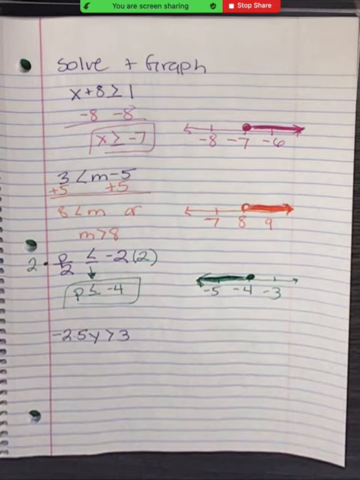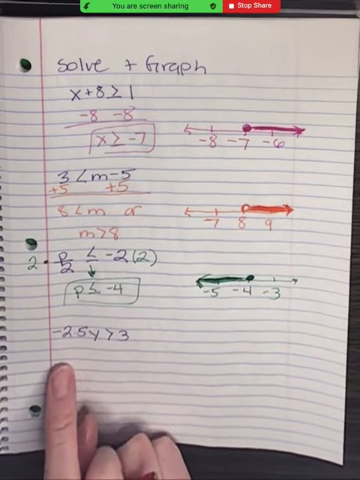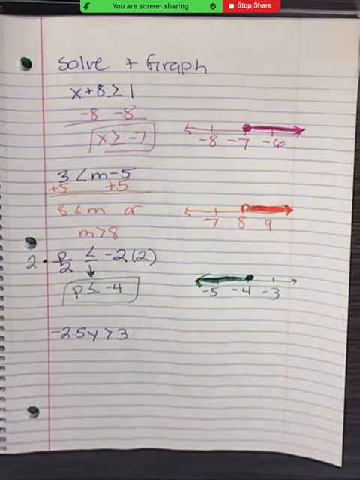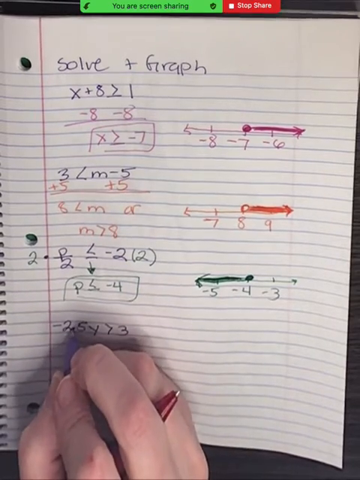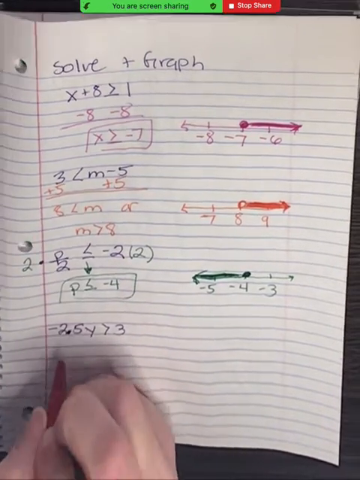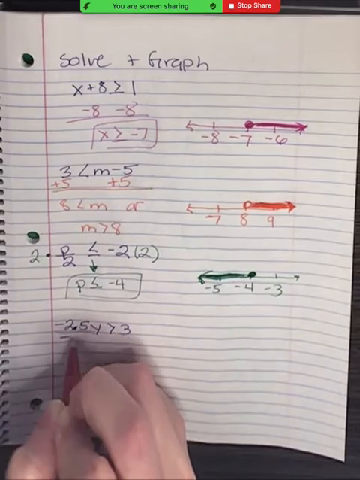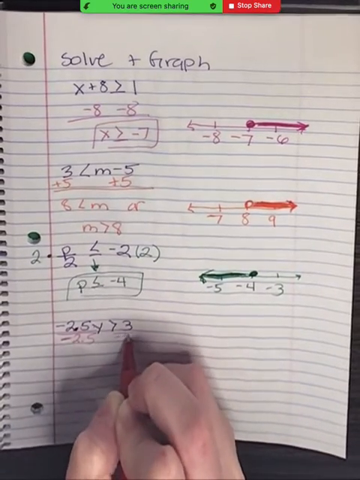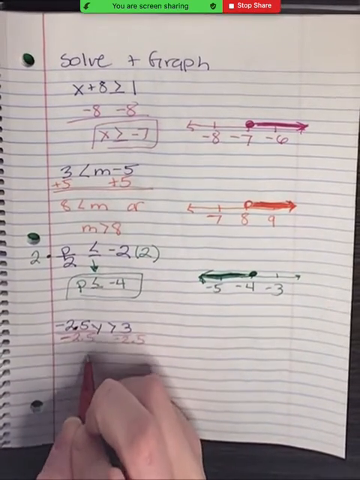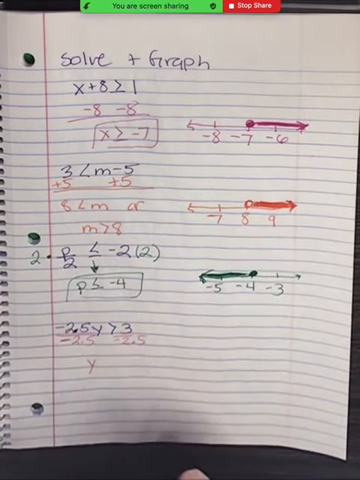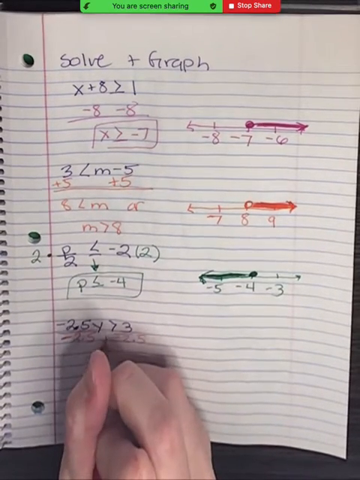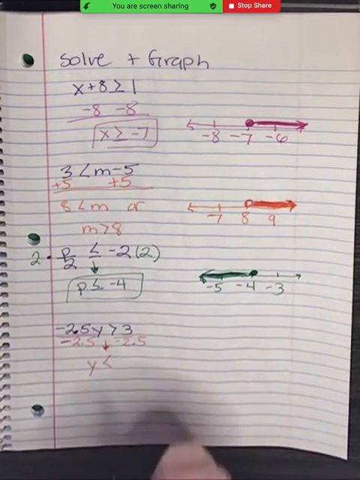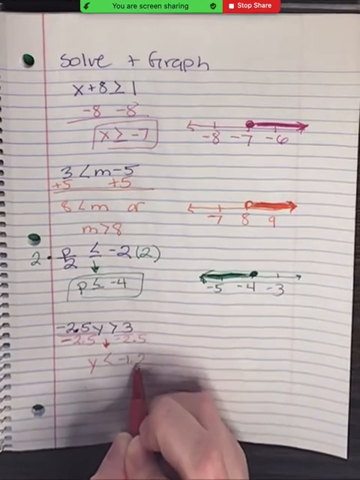All right, last one, negative 2.5, it's a decimal right here, times y. So to undo that, you're dividing by negative 2.5. So that's how you get y. You divide by a negative, so you switch your inequality, so y is less than, and then you get negative 1.2.